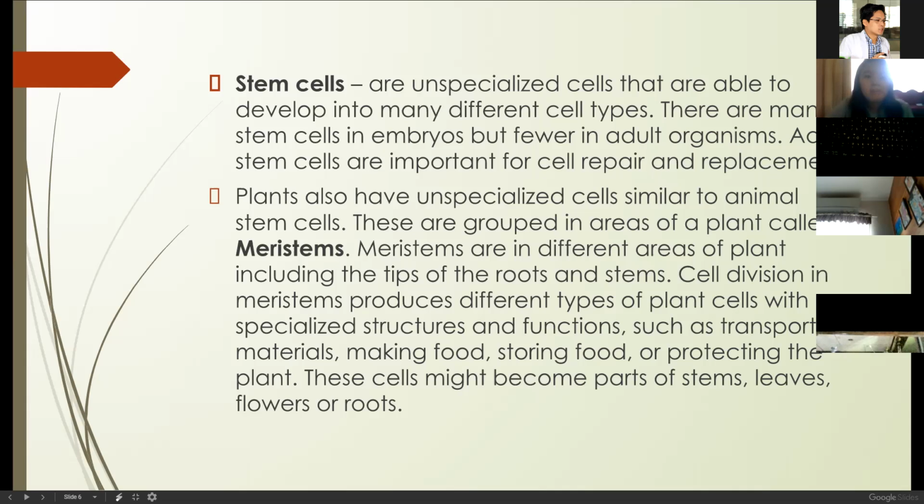Plants also have unspecialized cells similar to animal stem cells. These are grouped in areas of plants called meristems, which are also for cell differentiation. Meristems are found in different areas of the plant, including the tips of roots, the root apical meristem, and stems. Cell division in meristems produces different types of plant cells with specialized structures and functions.